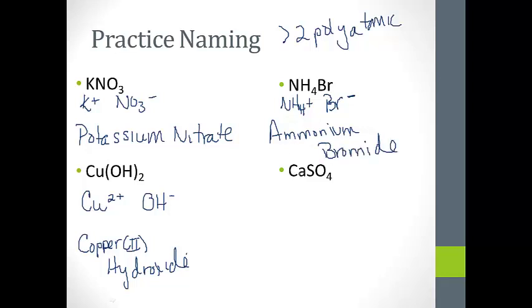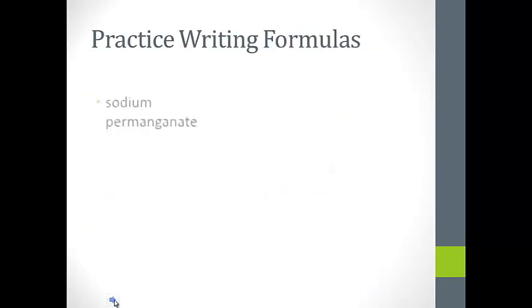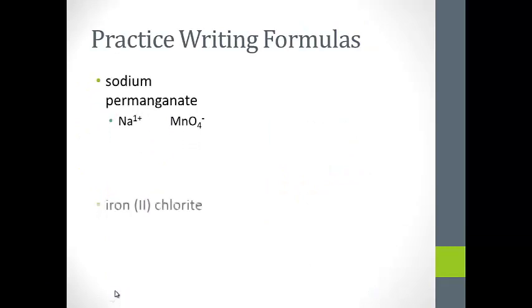Okay, ammonium bromide. And then last but not least, you've got calcium, which is a 2+, sulfate, which is a 2-. Now they're the same charge, so that's why they kind of cancel each other out. And so the name is simply going to be calcium sulfate. Okay, calcium sulfate.